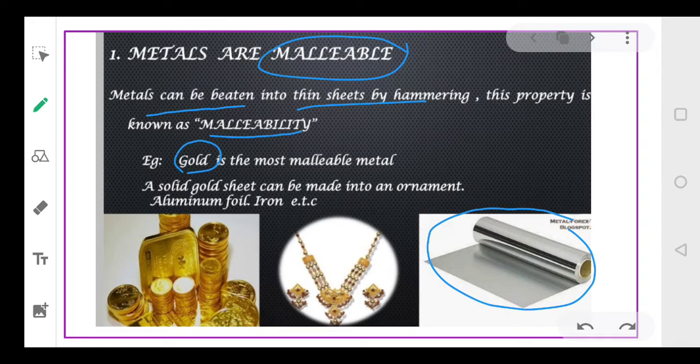Gold is the most malleable metal. Means if we compare all the metals out of that list, gold is the most malleable metal. And thus we will find that gold is used to make different shapes like coins, different ornaments, isn't it? Because it is the most malleable metal.